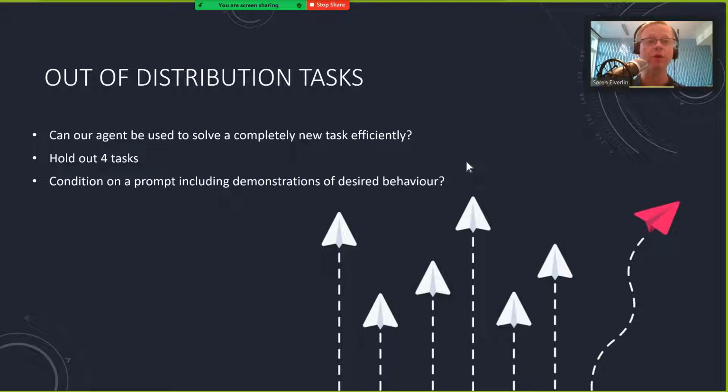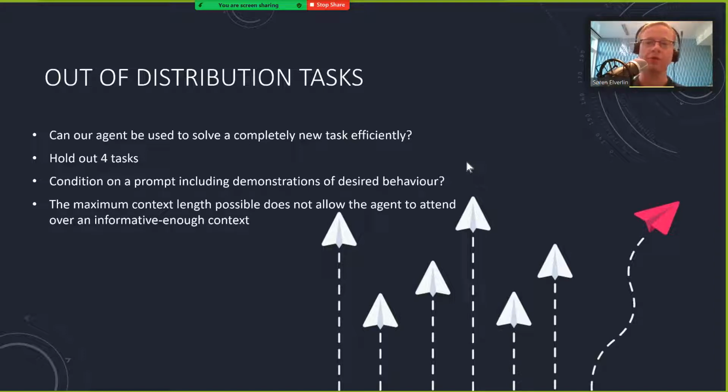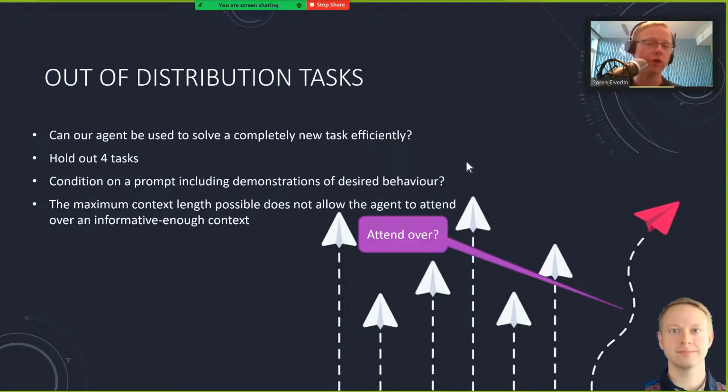The obvious way to think of how to do this would be to just have the prompt be some kind of a demonstration. That would be really nice. But remember, the prompt has only 1024 tokens. So that's simply not enough for the agent to learn anything.